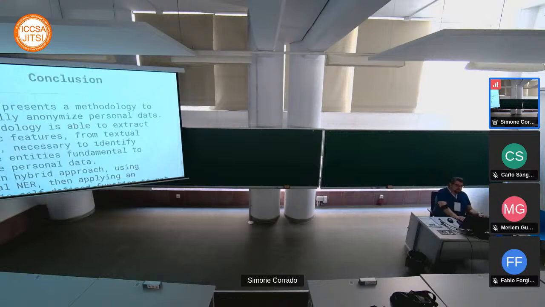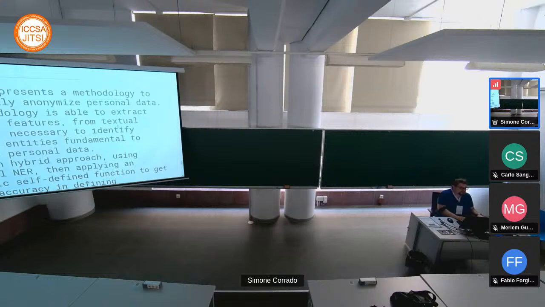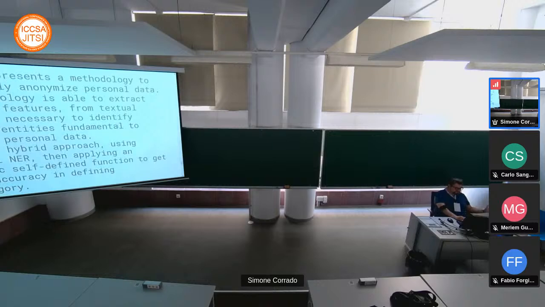So, conclusion. In this work, we present a methodology to automatically anonymize personal data. This methodology is able to extract linguistic features from various kinds of textual documents. And then we use a hybrid approach using classical NER, and then applying a kind of heuristic self-defined function to get better accuracy in defining subcategories. Of course, the final goal is to get good subcategories to anonymize these subcategories in the right way and not to anonymize everything, because this is another problem.